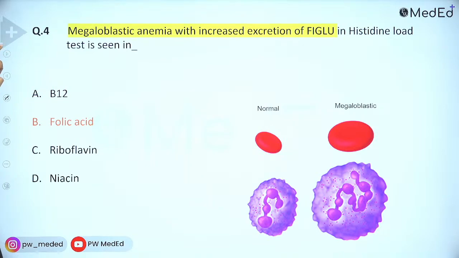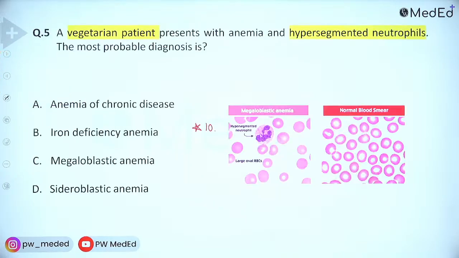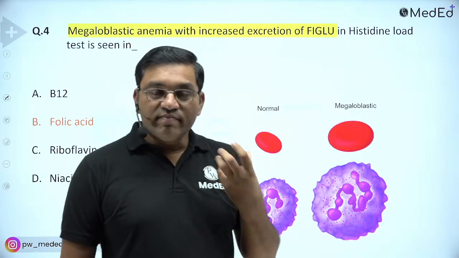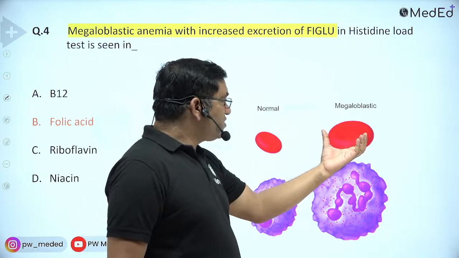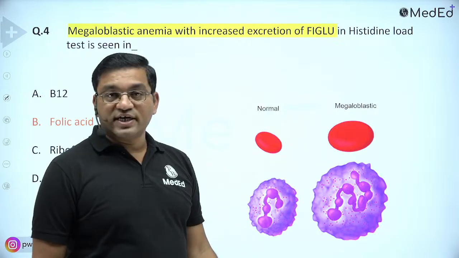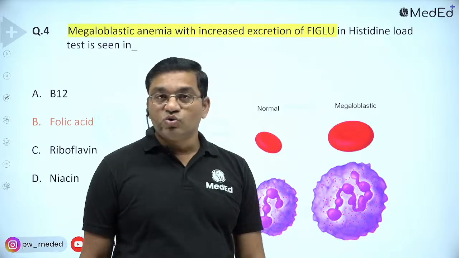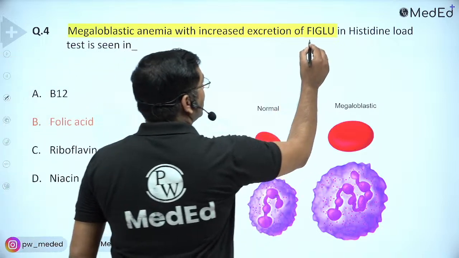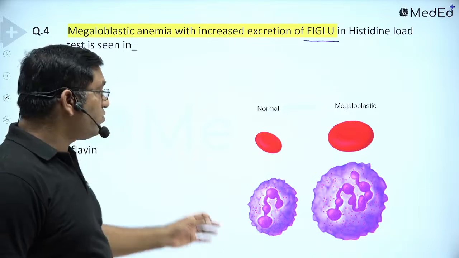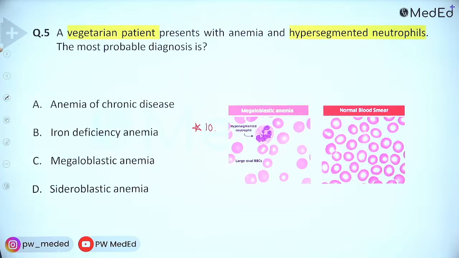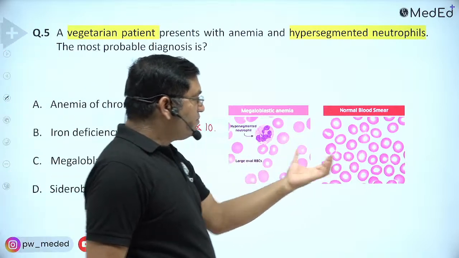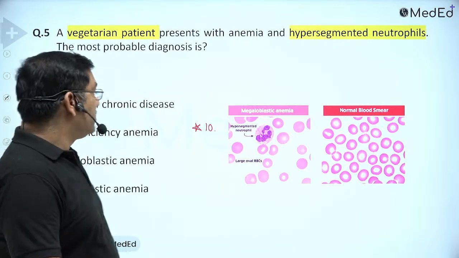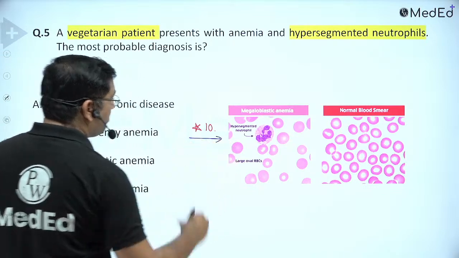Now see, these are the important features of megaloblastic anemia. When the size is much more, there is an increase in mean corpuscular volume. When the RBC size is much more, that is macrocytosis, and hypersegmented neutrophils indicate megaloblastic anemia. So megaloblastic anemia with increased FIGLU excretion on histidine load test is a feature of folate deficiency. The next important point, see, this is a comparison of normal blood smear and megaloblastic anemia: the large oval RBCs and hypersegmented neutrophil. This is the blood picture of megaloblastic anemia.